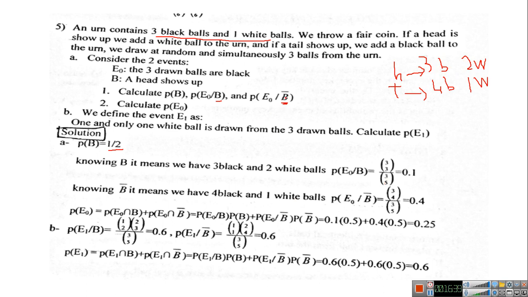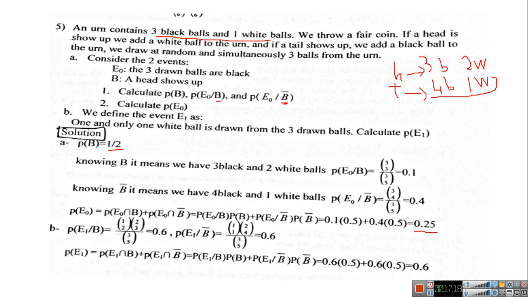And P of E knowing B bar, what does it mean knowing B bar? I know that a tail shows up. What is the probability of drawing also 3 black? It's 3 out of 4 over 3 out of 5, 0.4. Deduce P of E, the 3 drawn are black, so you do the total probability as we said. So P of E knowing B times P of B plus P of E knowing B bar times P of B bar. I have everything. E knowing B, we did it, 0.1. P of getting a head is half. Here you have it, we did it up. P of B bar, getting a tail, is 0.5. You have the answer.